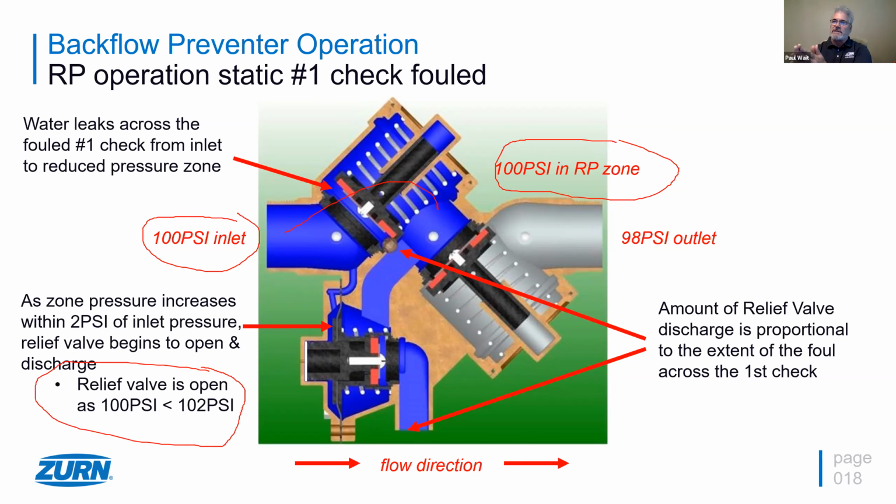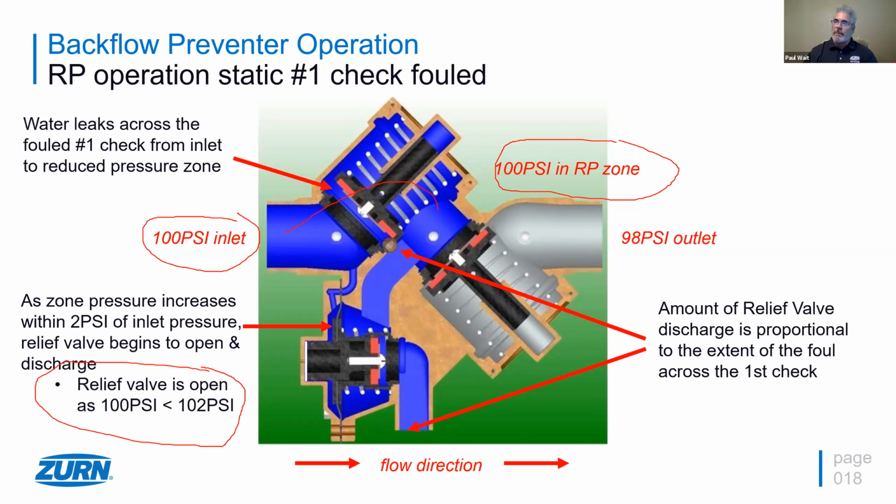This is what's happened, is this equilibrium in the differential pressure situation between the 2 check valves, the number 1 and the number 2, along with the relief valve spring. We now have water coming out the relief valve due to a foul in the number 1 check. And 99% of the time that there's water coming out of the relief valve, it has something to do with the number 1 check. A lot of people will go into the relief valve and start repairing it, but the bottom line is it's something to do with the number 1 check.